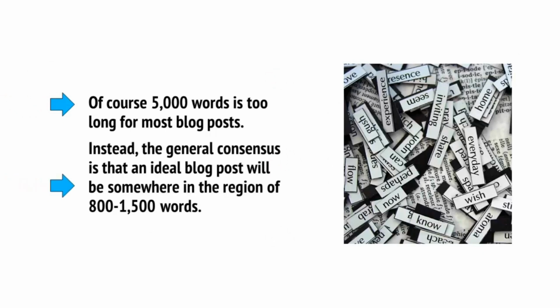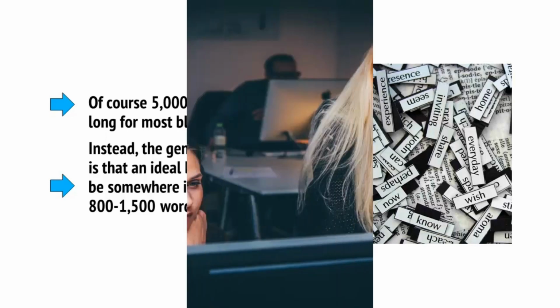Instead, the general consensus is that an ideal blog post will be somewhere in the region of 800 to 1,500 words. But again, remember that you serve your visitors first and foremost. These are the people that you want to impress, and that means you shouldn't worry too much about length. Do what comes naturally to your subject matter. Oh, and while you're at it, try to vary the length of your post a little. This again looks more natural and suggests to Google that you're not following a strict formula of any kind.